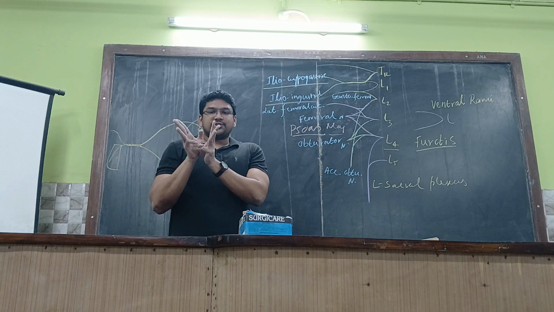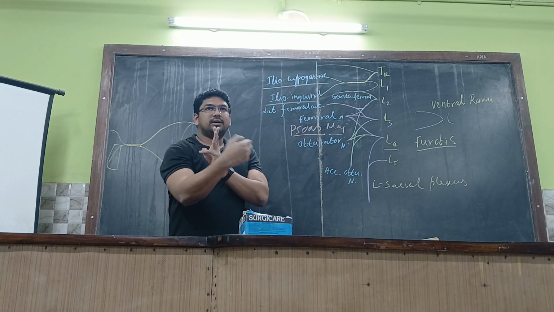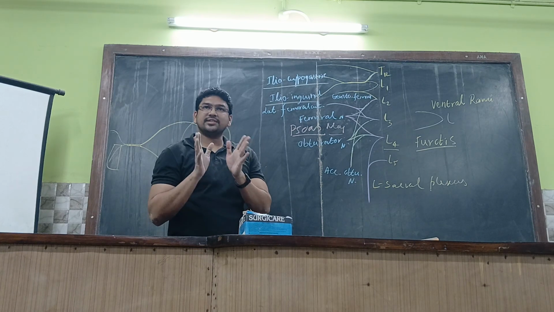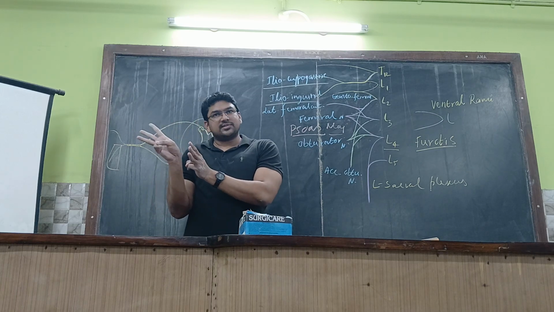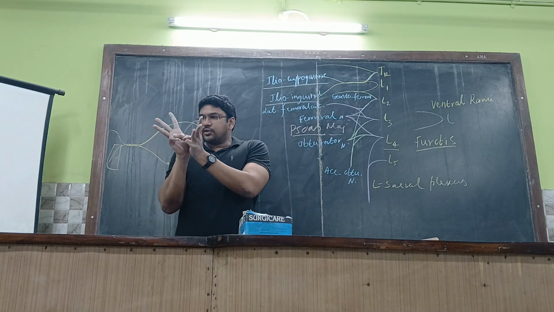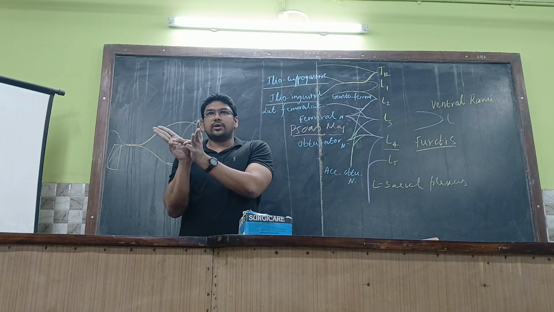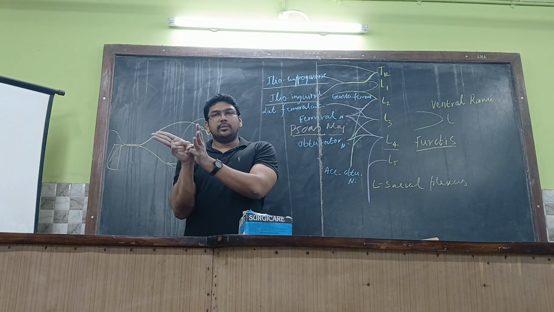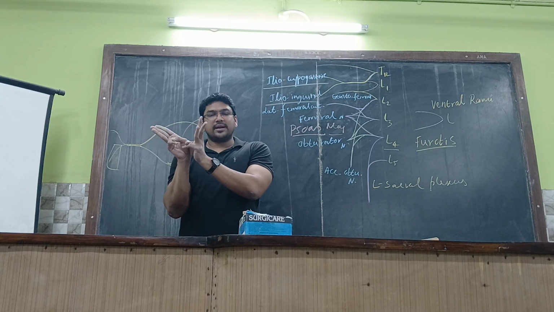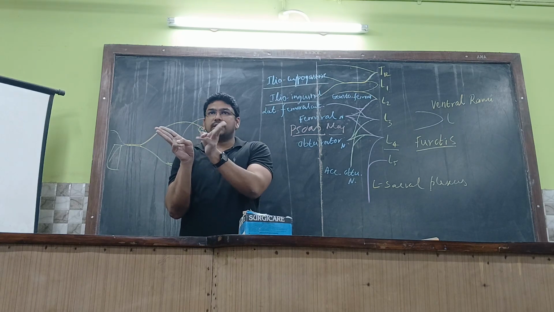Again, the ventral branches of L3 and L4 will be forming the accessory obturator nerve. Could you understand? L2, L3 and L4 dorsal branches, L2, L3 and L4 ventral branches. So if you join these three, it will be forming the femoral nerve. For example, psoas major is going over here. These three will be joining together, forming the femoral nerve. And the ventral branches will be joining together and forming the obturator nerve over here.